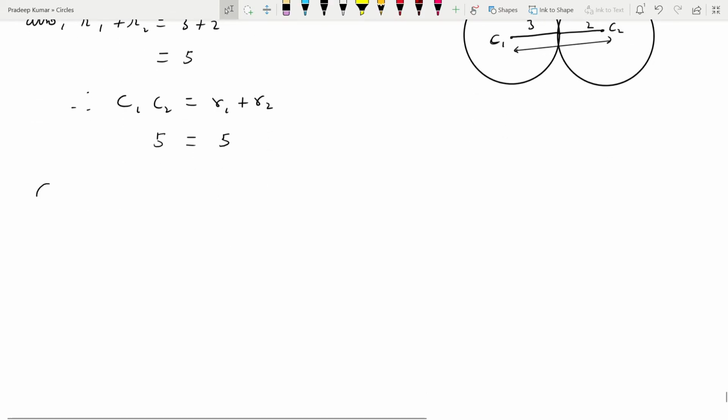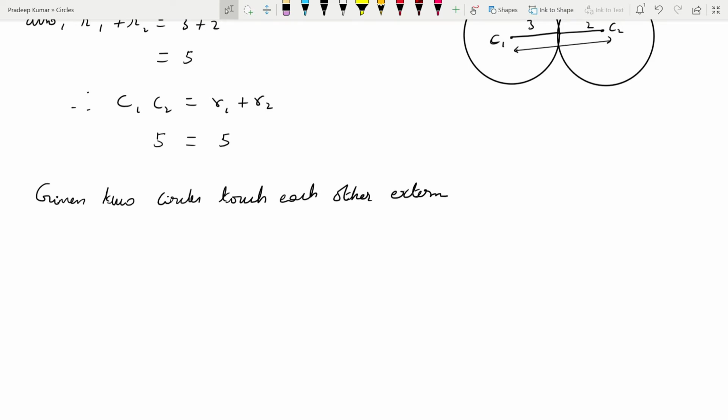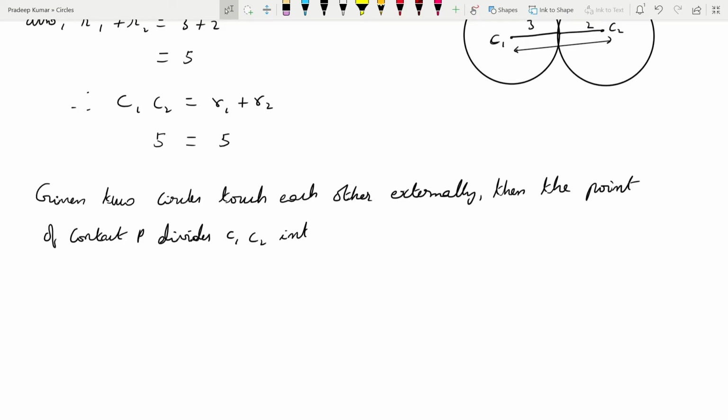So I can write here, given two circles touch each other externally. Okay, as they are touching externally, then we can say the point of contact, that is P, divides C1 C2 internally.